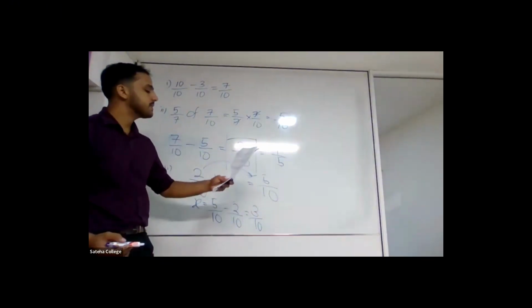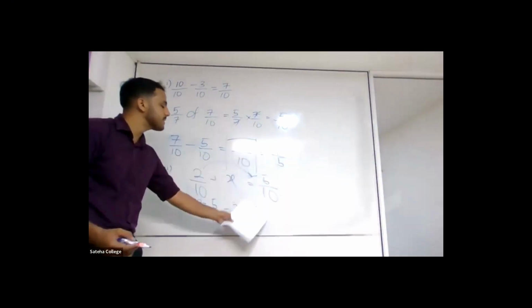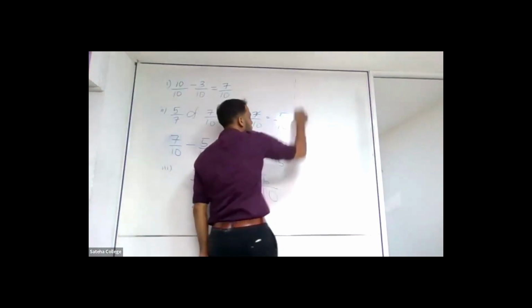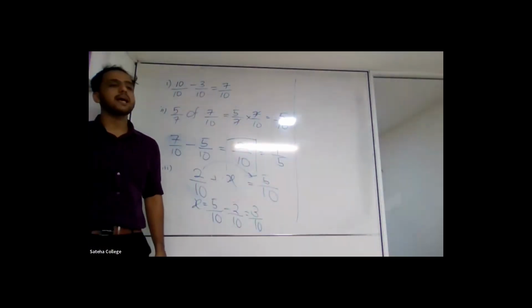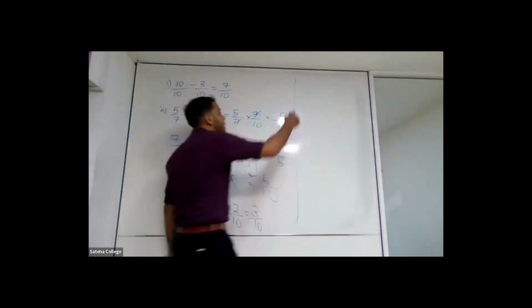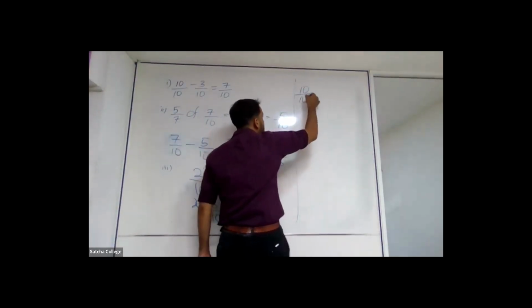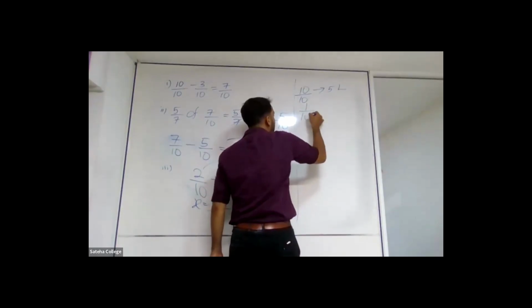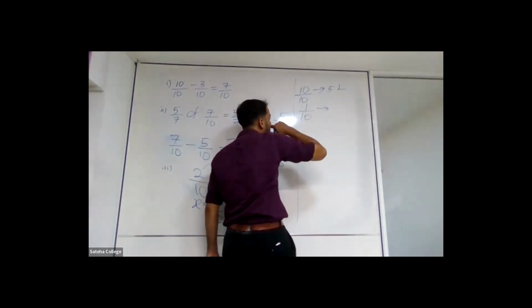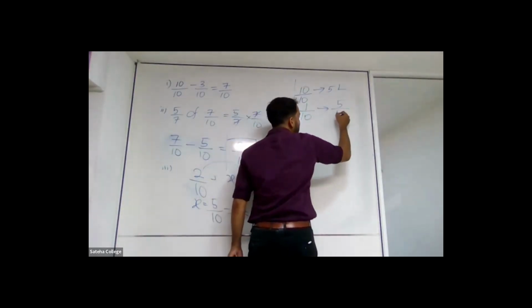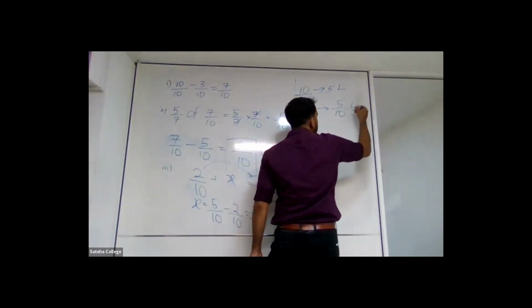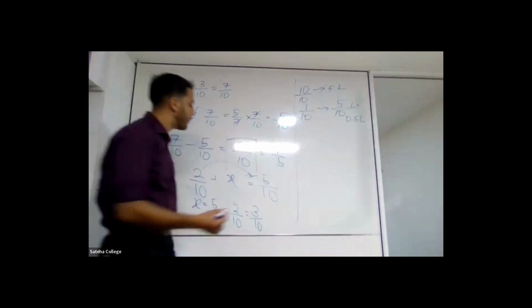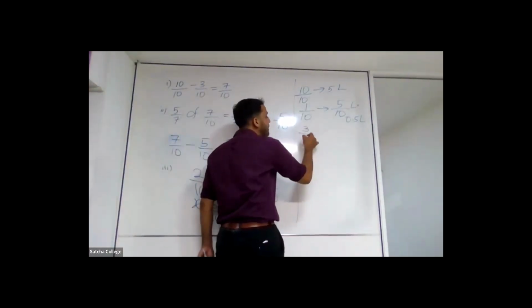Now the question is, express this amount in liters. Initially they told you the whole capacity of the container is 5 liters. So 10 parts represent 5 liters. Now you have to find how much is 1 part. So 5 divided by 10, that is 0.5 liters. So 1 part is representing 0.5 liters. You need 3 parts.